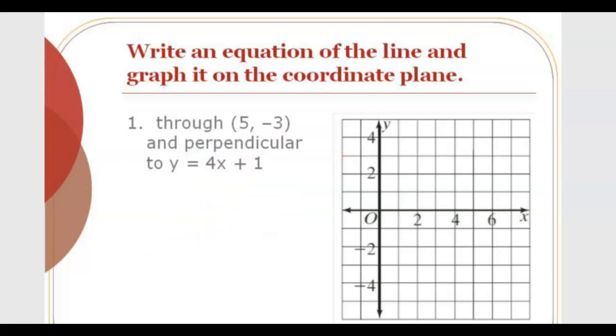All right, write an equation of the line and graph its coordinate points and plane. So we have an equation of the line that goes through the point 5, -3, and is perpendicular to y equals 4x plus 1. So I know just reading this that my graph is going to go through the point 5, -3.